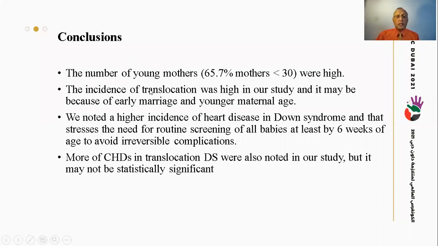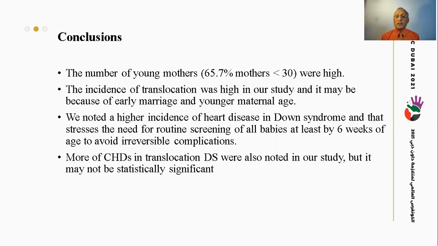So in conclusion, the number of young mothers less than 30 was pretty high. It was 65.7%, almost two-thirds of the mothers were less than 30 years, even though it was 85% for mothers less than 35 years. The incidence of translocation was high in our study, and it may be because of early marriage and younger maternal age. What I mean is early marriage does not produce an increase in translocation, but the number of non-disjunction is comparatively less in early marriage and younger maternal age group. And probably that's the reason why we had a higher incidence of translocation.